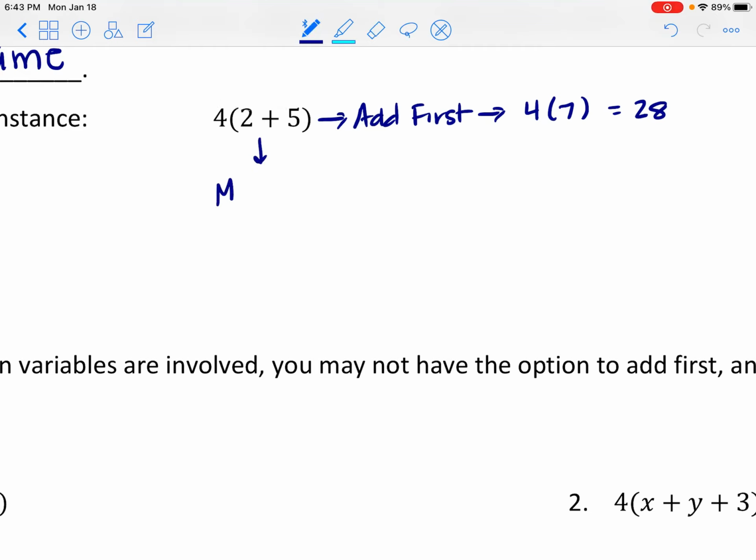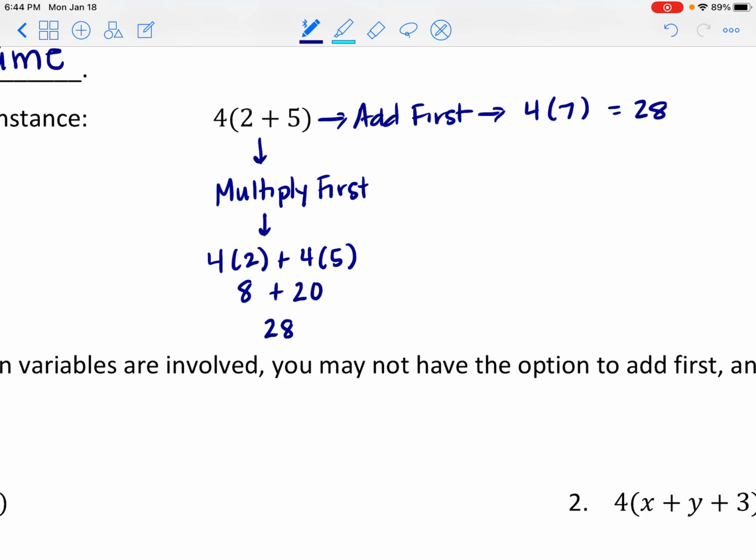So if I multiply first, then I end up with 4 times 2 and 4 times 5. And after the multiply, then I add, I would end up with 8 and 20, which is still 28. So I get the same result either time. Now, when I'm looking at this expression that only contains numbers, it doesn't seem necessary to need the distributive property. But in fact we do, because there are sometimes in algebra where we don't have the option to add first.